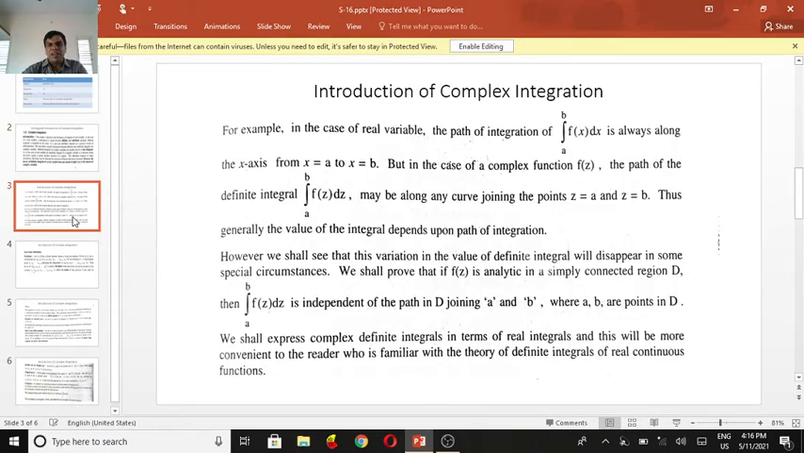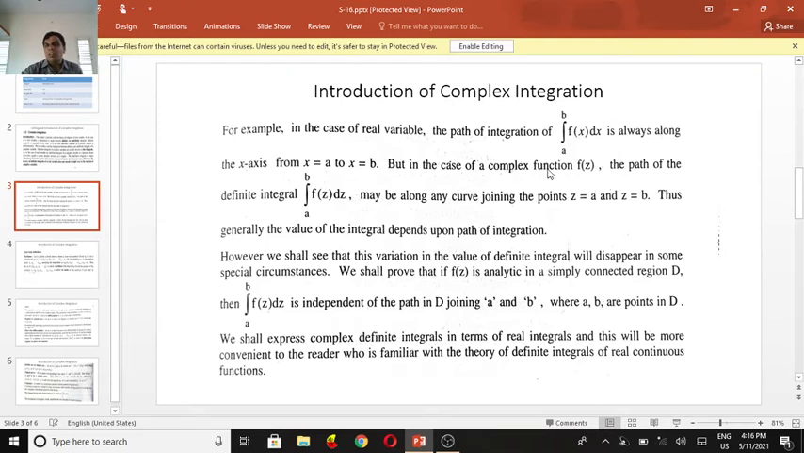For example, in the case of a real variable, the path of integration of the integral of f(x) dx from a to b is always along the x-axis, because it is the integral with respect to x. The integration runs from a to b, along the x-axis. x runs from a to b, so x equals a and x equals b, meaning the integral runs from a to b.